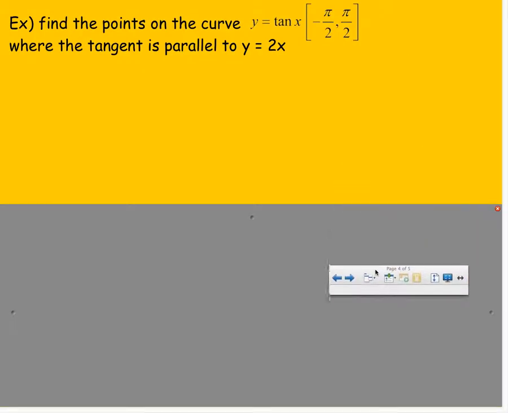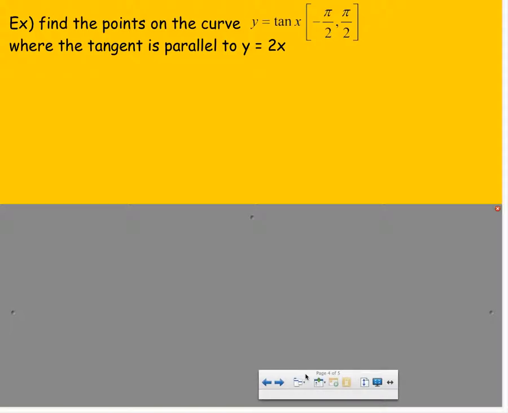All right, so here we go with an example. Find the points on the curve y equals tan of x from negative pi halves to pi halves, where the tangent is parallel to y equals 2x. All right, so I'm going to go through this step by step, and I'm going to model what I would think and do if I were doing this problem. First of all, the problem says find the points. So my answer is going to be in some kind of point. I don't know how many points. I just don't know. But I know my answer is going to look like a point. Find the points. All right, got it. On the curve, y equals tan of x.